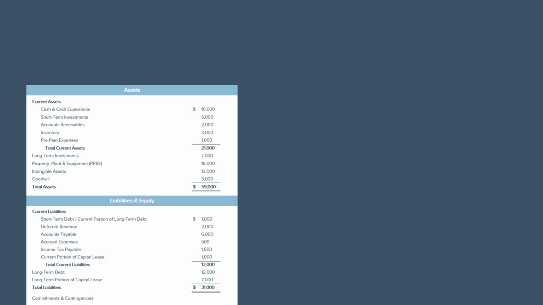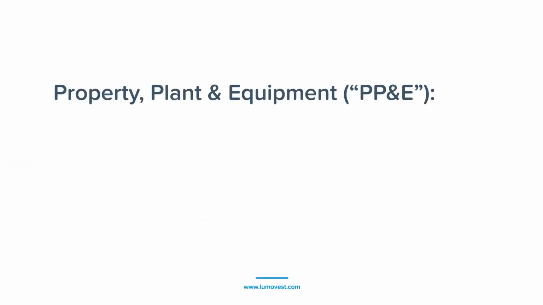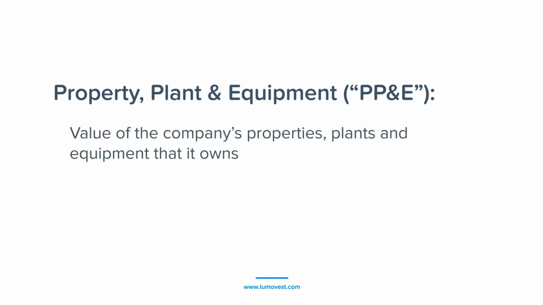Hey guys, in this lesson, we're going to learn about property, plant, and equipment, or PP&E for short. PP&E is exactly what the name sounds like. In the context of the balance sheet, PP&E is the value of the company's properties, plants, and equipment that it owns. Let's go over three things.